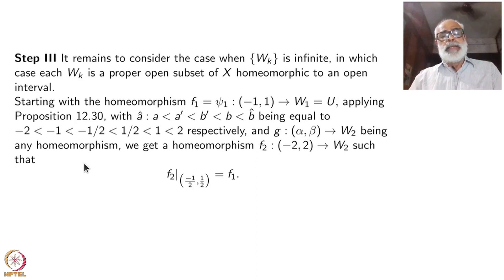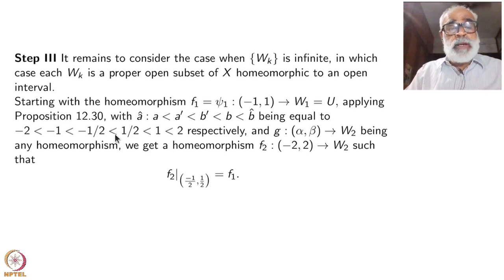Being any homeomorphism, we get a homeomorphism F2 from minus 2 to 2, which must be taken as U2, the next one, onto W2, the union, such that F2 restricted to the smaller interval, minus 1, minus half, plus half, is your F1. F1 is defined on minus 1 to plus 1, but on the whole larger one we don't know. Only in the smaller open interval it is F1, and that is extended.